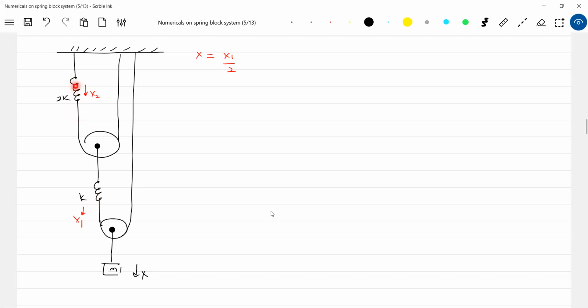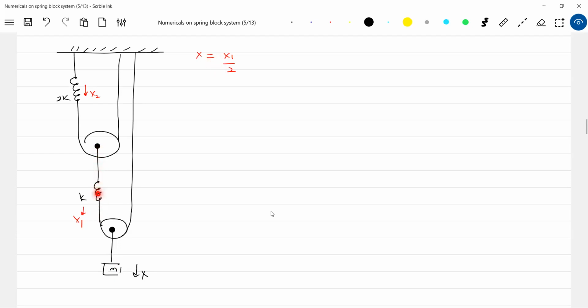Assume that this spring is not there. Okay, fine. Now this moves by 1 meter. Here 1 meter will increase. So how much length is increased? 2 meters. From where will it come? This should elongate by 2 meters. Therefore, if the block moves by 1 meter, this will move by 2 meters. So what is the displacement of the block? Half of it.